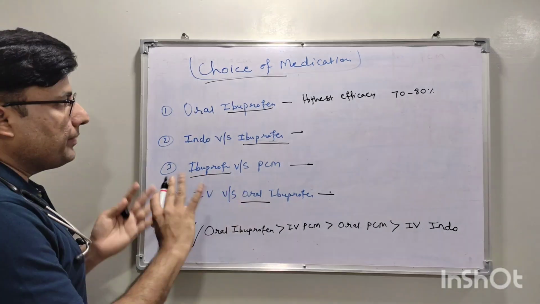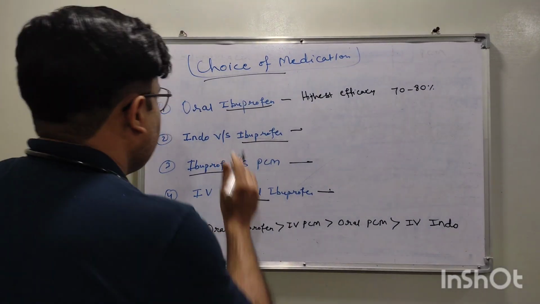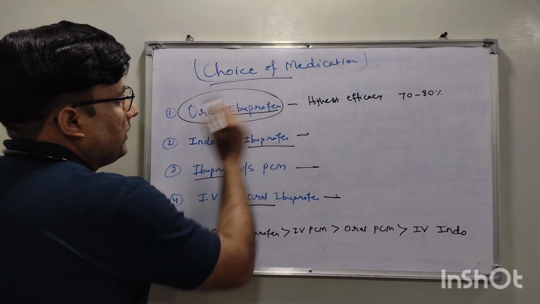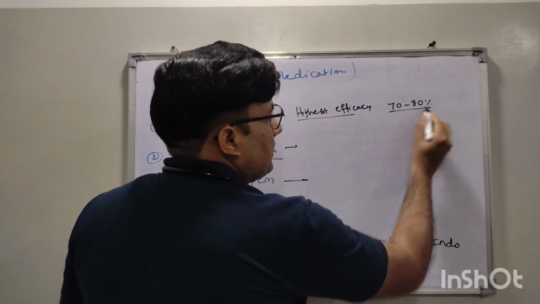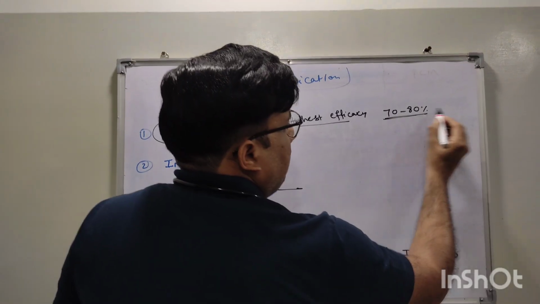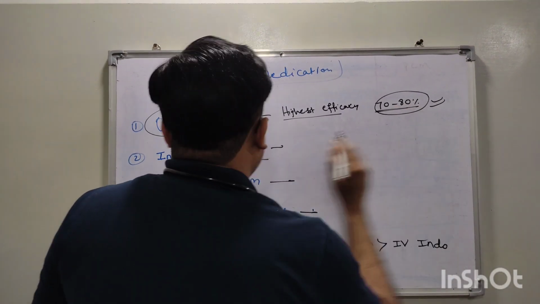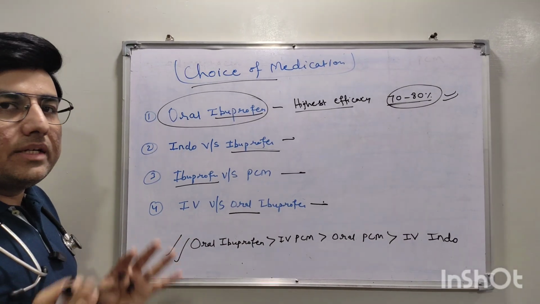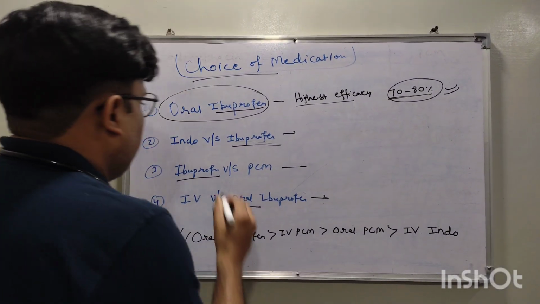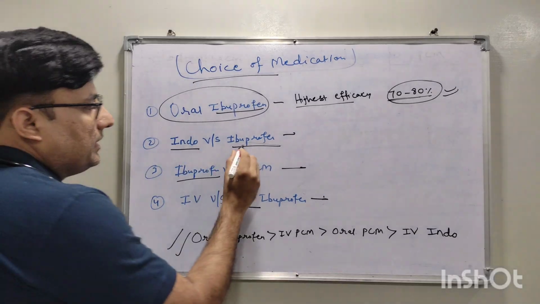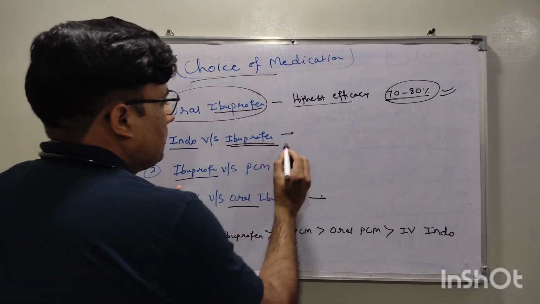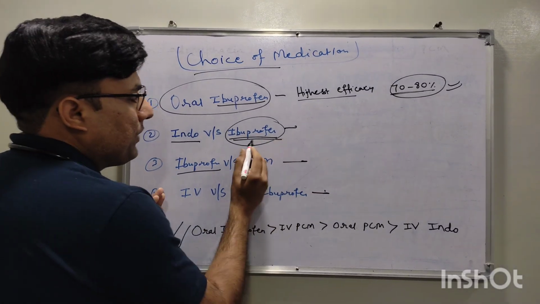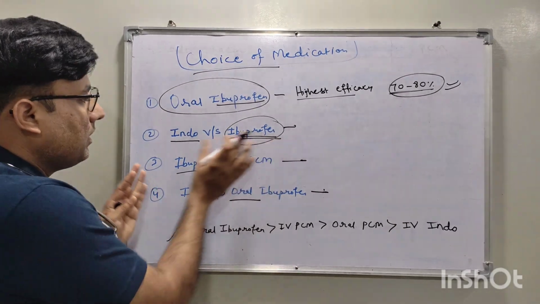So we'll see the comparative risk and benefit of all the medicines. First, the recent meta-analysis showed that oral ibuprofen has the highest efficacy for PDA closure. It has a 70 to 80% closing rate. So this one is the best according to the recent trials. If we compare IV indomethacin and oral ibuprofen, in this also we should prefer oral ibuprofen because the safety profile is better with ibuprofen.